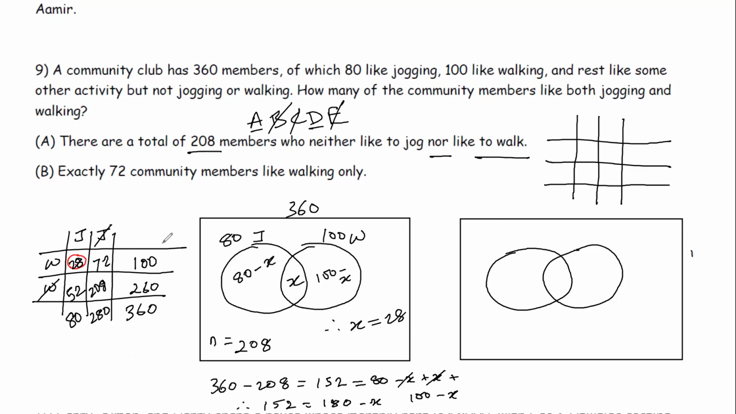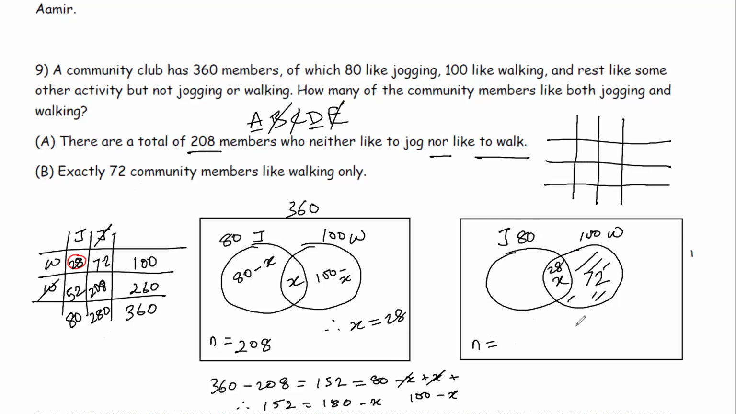Yeah. So using the grid also we get an answer. Now, second statement: exactly 72 community members like walking only. So this is again jogging, 80, and 100 is walking, right? And we don't know X, that is what we need to find out. So 72 like walking only, so that is this region. This is 72, and if this whole circle is 100, this is 28, and we get the answer directly.